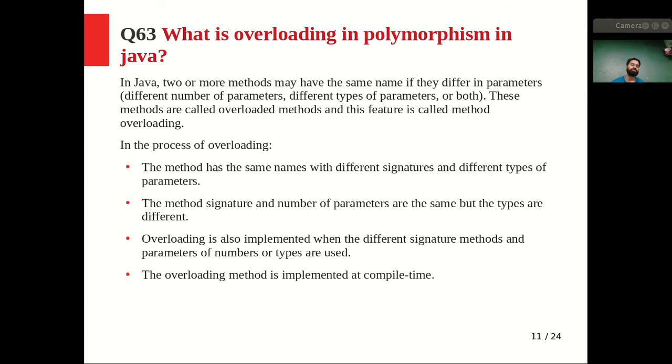Third is that overloading is also implemented when methods with a different signature and a different number and type of parameters are used. So overloading is implemented at compile time. The compiler does the differentiation by checking the arguments of the method, because for the compiler the methods have the same name, so it cannot differentiate them at compile time. It is only left with the option of checking the arguments. So that's why, if you want to achieve method overloading, you have to keep different arguments. This is all about how you can achieve method overloading.